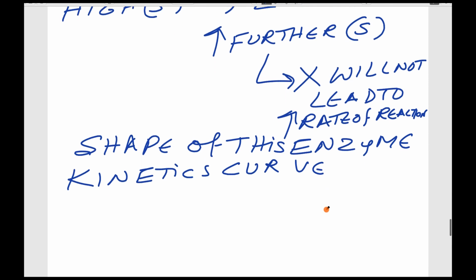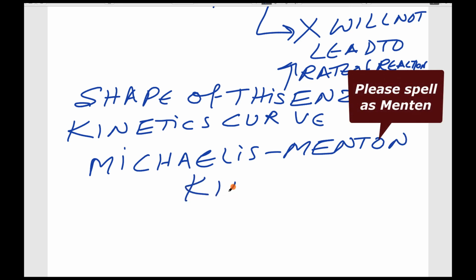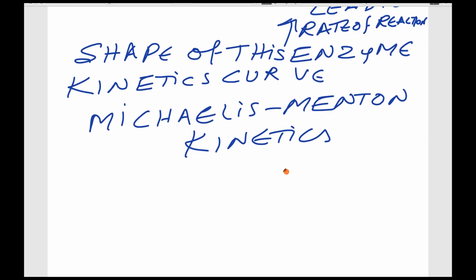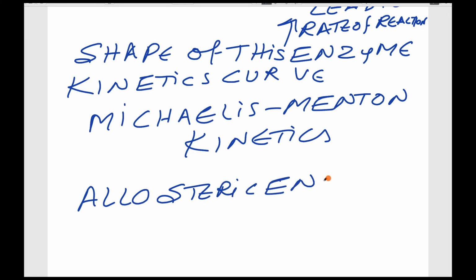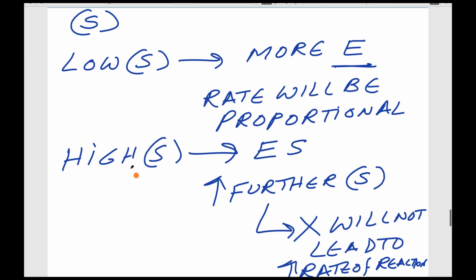The shape of this enzyme kinetics curve follows Michaelis-Menten kinetics. This is the hyperbolic curve, whereas allosteric enzymes do not follow Michaelis-Menten kinetics. Other aspects of enzyme kinetics I will take up in the next session.